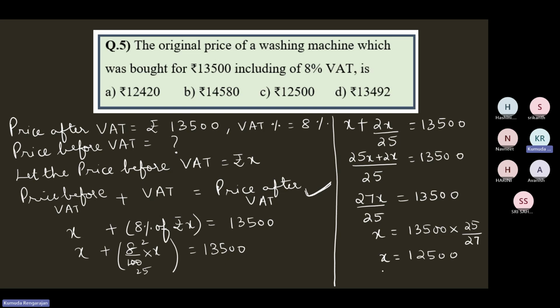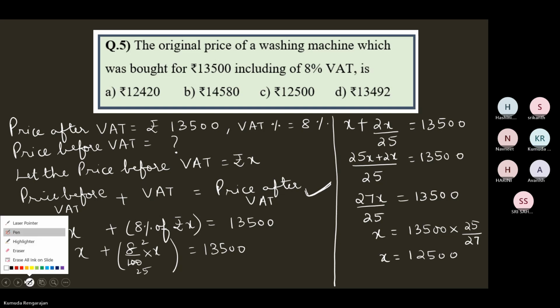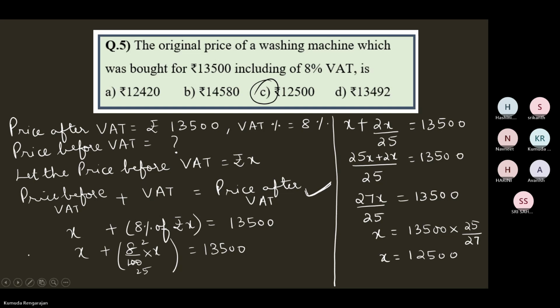So the original price of the washing machine is 12,500 rupees. In the next session, I just want to solve the other questions. In the next session, I'll give you a formula also for this. We'll not spend time on that now. I'm sure all of you understood this, right?